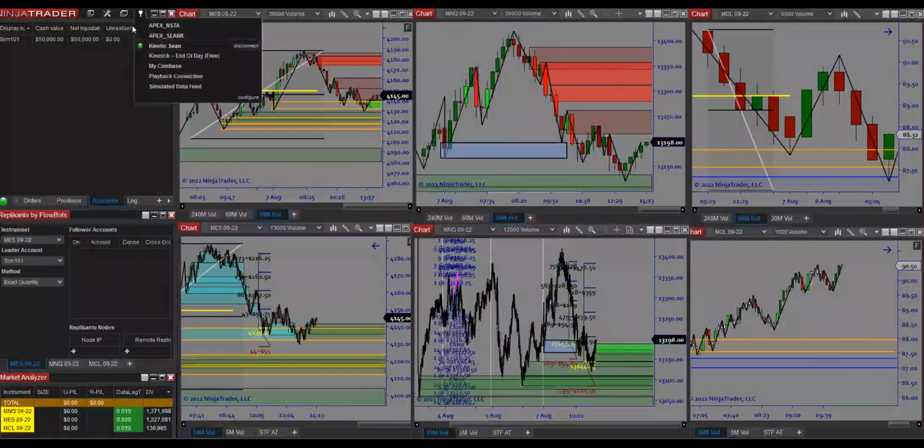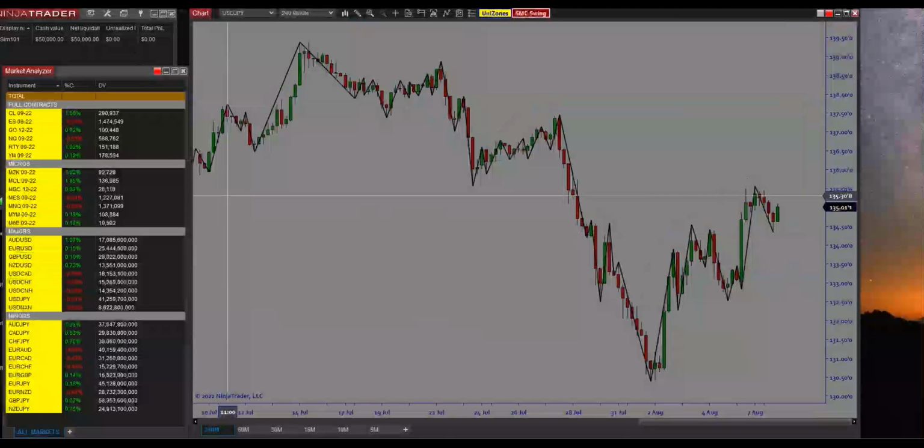And I can show you some other setups. Take a look at this. Give me a market, pick a market.